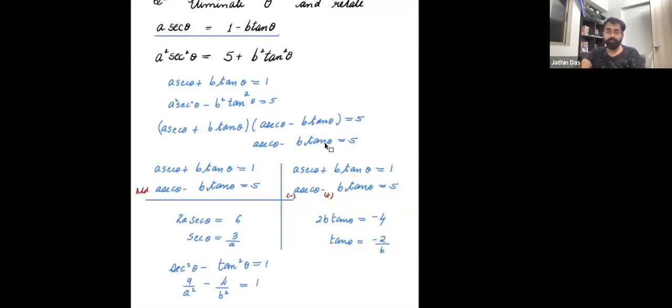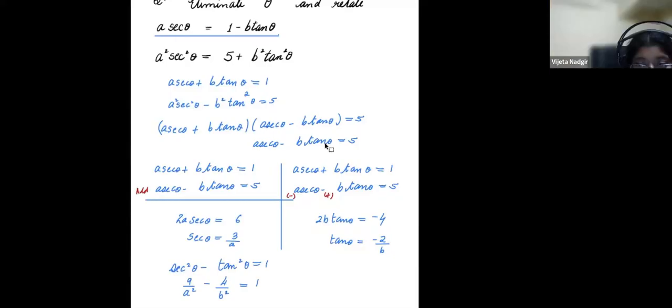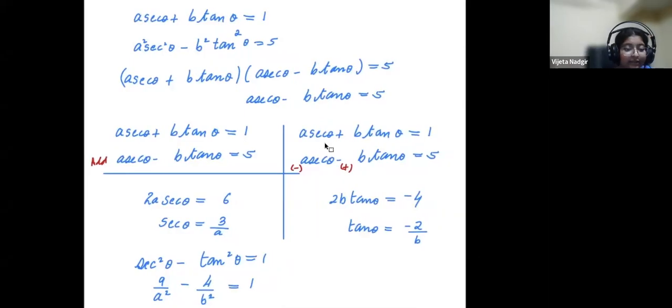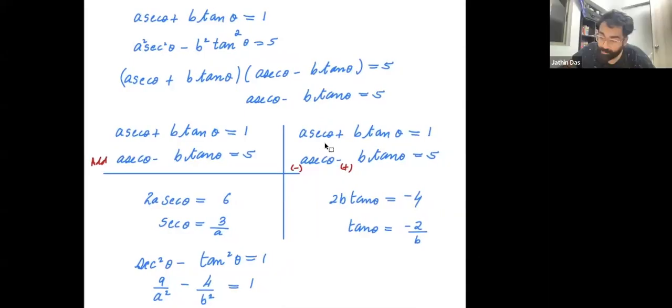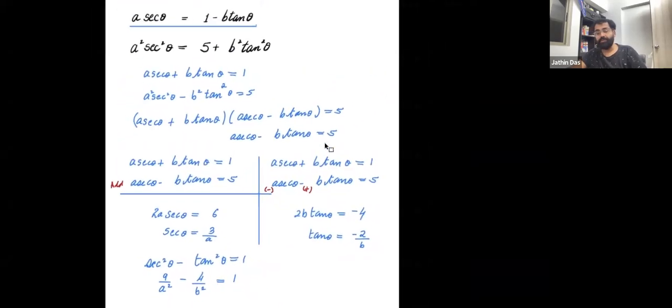Clear? I took it as a sec is equal to 3. I didn't take that a over there. But you have to, because a and b are different. Because I have to apply the identity and I have to remove the theta. Okay, very good.